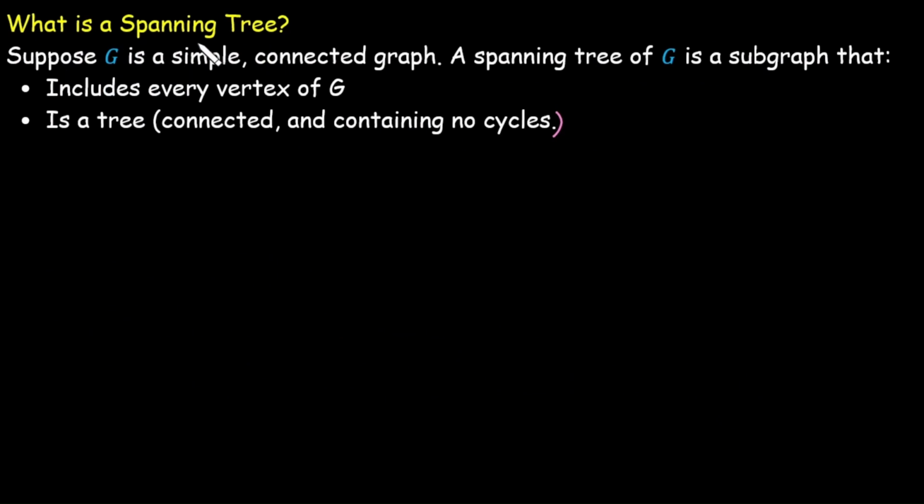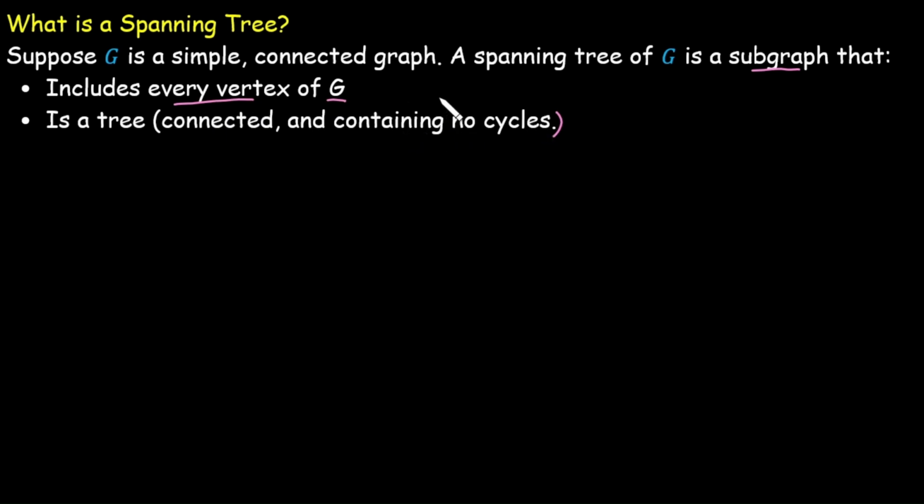Now, what do you mean by spanning tree? Suppose we have the graph G, that is a simple and a connected graph. A spanning tree of the graph is basically a subgraph that includes these two properties. The first property is the tree must contain every vertex of the graph G and it should be a tree. Tree means it is connected and containing no cycle.